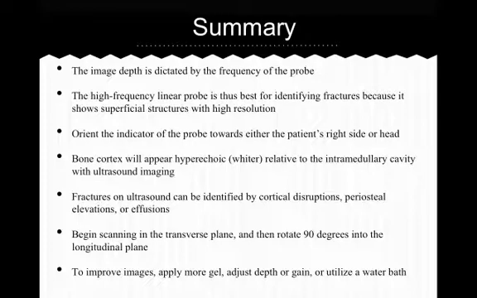Fractures on ultrasound can be identified by cortical disruptions, periosteal elevations, or effusions. Begin scanning in the transverse plane and then rotate 90 degrees into the longitudinal plane. To improve images, apply more gel, adjust depth or gain, or utilize a water bath. These are all the main key points that we want you to take away from today's session.